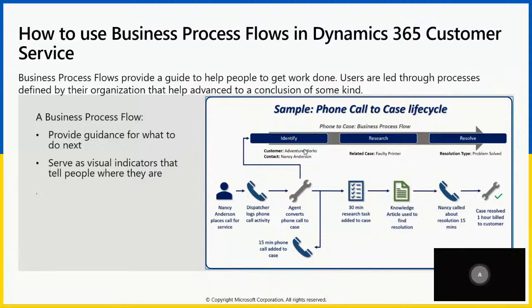All right, so here we have the business process flow, and for the case record, we call it the phone to case process. You start with the identify stage, where you identify the customer that has raised the issue, the contact. Then in the research stage, you check the knowledge articles and whether any related case has been solved in the past. Then the resolve stage, where you call the customer, give them the solution, and they give you a confirmation. This is how the business process flow works.